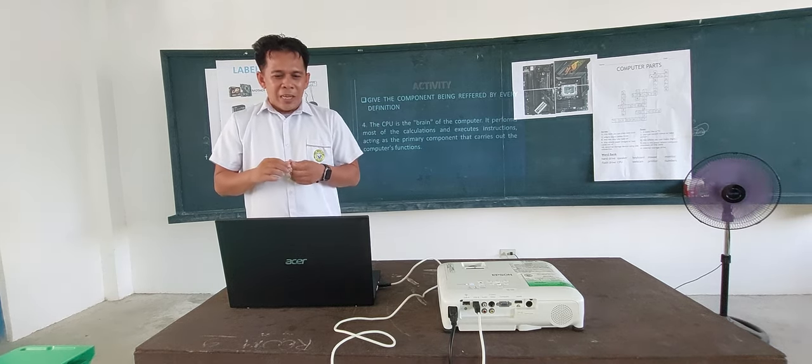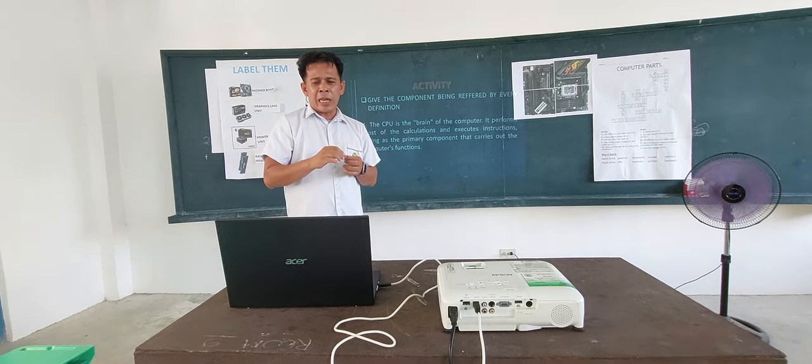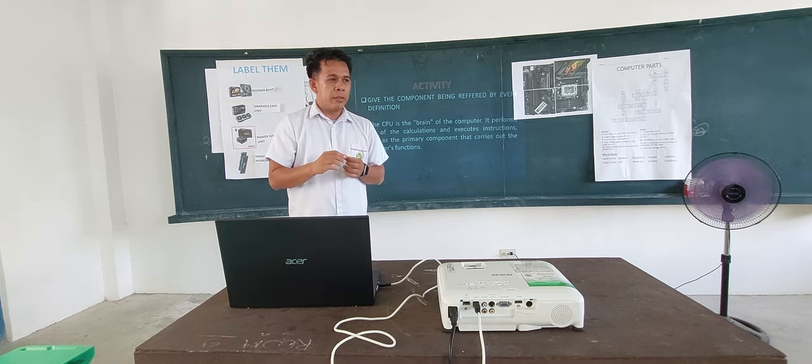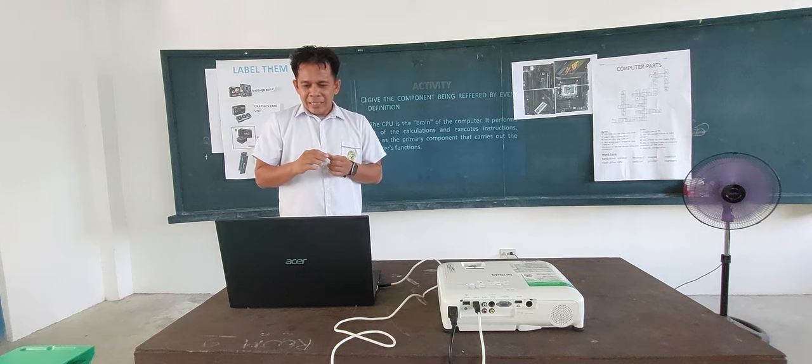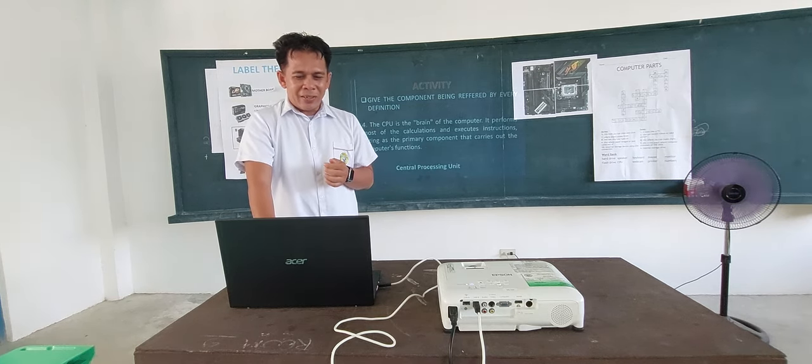Number four, the CPU is the brain of the computer. It performs most of the calculations and executes instructions, acting as a primary component that carries out the computer functions. Central processing unit or the CPU. Very good. It is central processing unit.